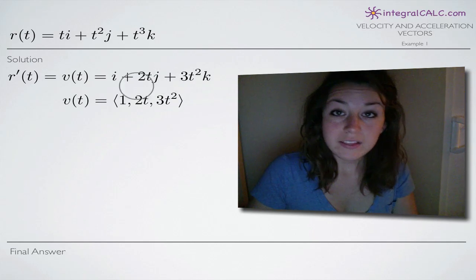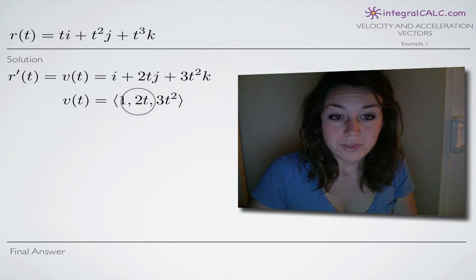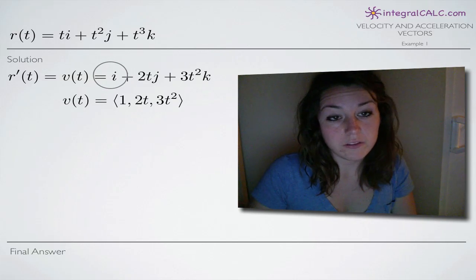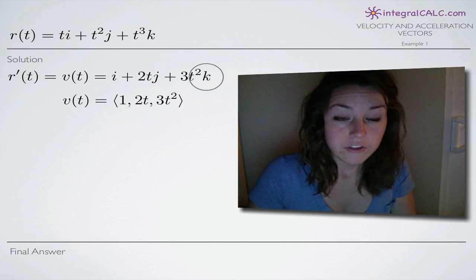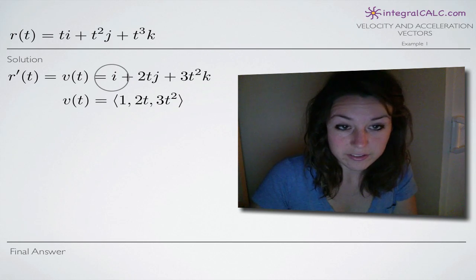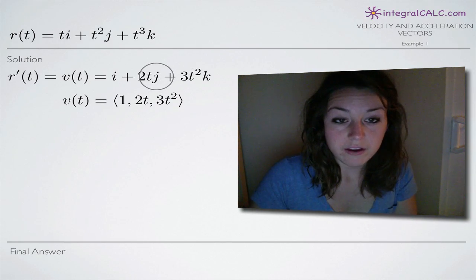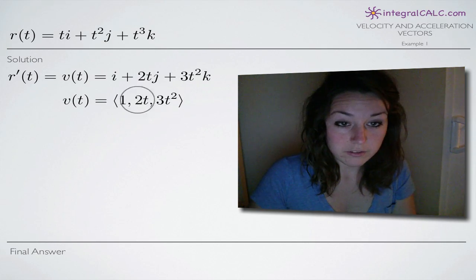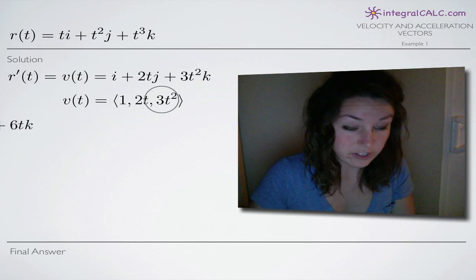And then to find the velocity vector with these direction numbers here, we're just going to go ahead and grab the coefficients on i, j, and k. So anything multiplied by i, j, and k, and in this case it's 1 on the i, 2t on the j, and 3t squared on k. And that's our velocity vector right there. So that's where we find the velocity vector.